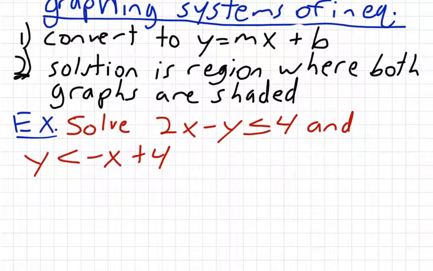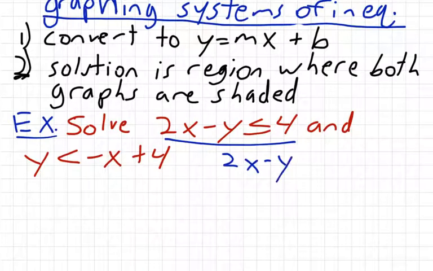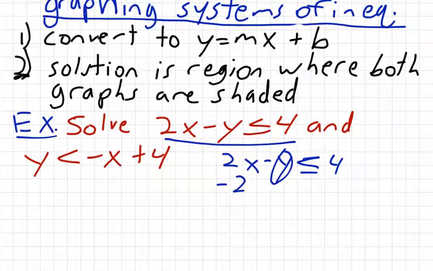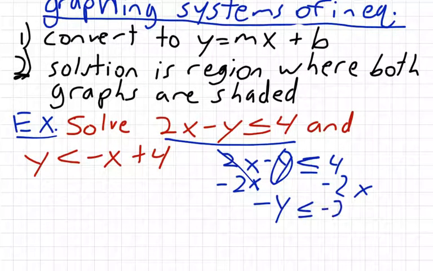Alright, so our example is solve 2x minus y less than or equal to 4 and y less than negative x plus 4. Alright, are they both in slope-intercept form? No, that first one's not, so we need to convert that first one. So for my first step, I'm going to write 2x minus y less than or equal to 4, and I'm going to solve for y. So subtract 2x from both sides. 2x's cancel. I'm going to bring down a negative y, and that's negative 2x plus 4.